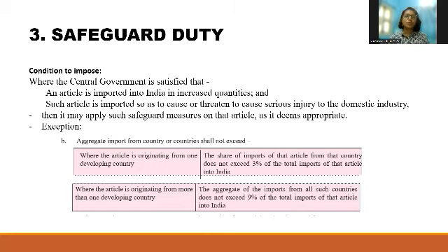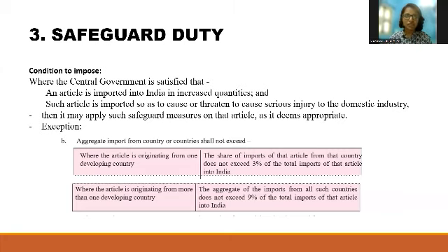Safeguard duty. Protection is for the future if they expect a threat or injury. Safeguard duty is when there is a huge quantity of goods being imported in such a manner that it can cause or is causing a threat or an injury to the domestic industry. In that case, a safeguard duty is charged. So protective duty is more futuristic, whereas safeguard duty is what is happening at present. Quantum: there is a huge quantum of goods being imported.